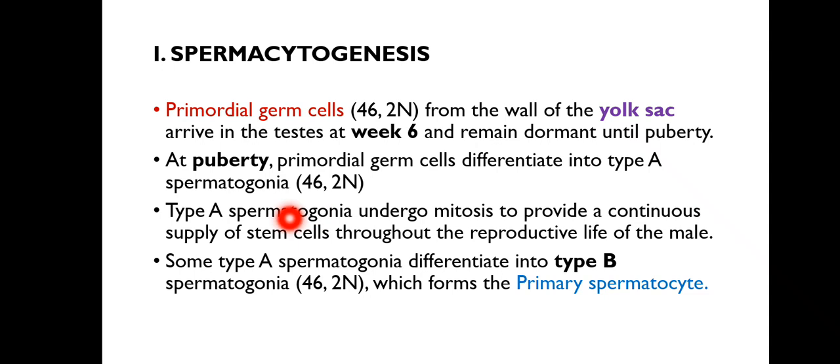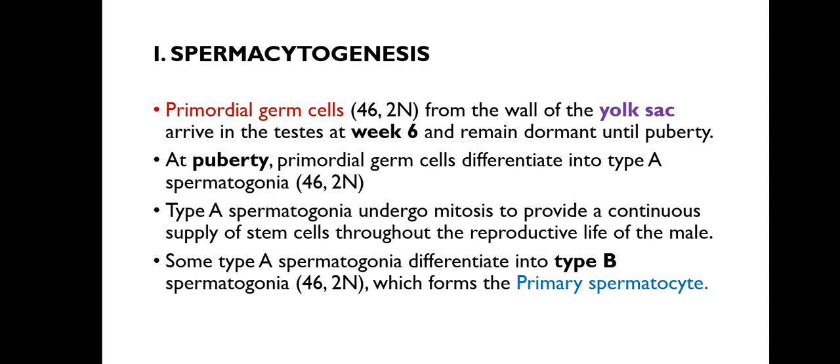The process continues. Now, this type A spermatogonia undergoes mitosis to provide a continuous supply of stem cells throughout the reproductive life of the male. Remember that after a male reaches puberty, sperm production is continuous until they die. That is why this type A spermatogonia will undergo mitosis. Remember, the overall idea behind mitosis is to produce a large number of cells. So imagine if you only had one spermatogonia which is going to differentiate.